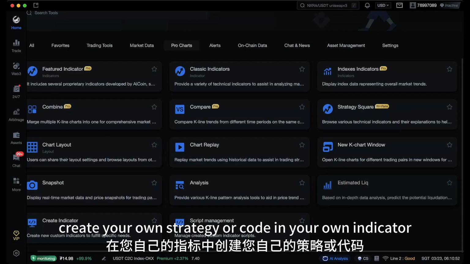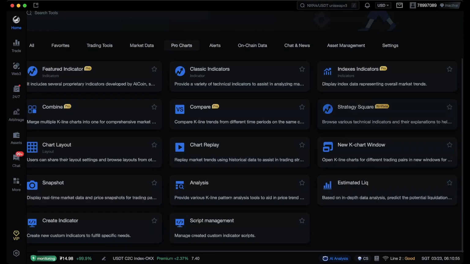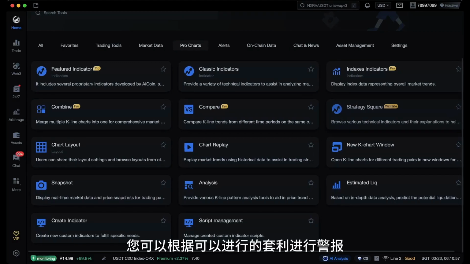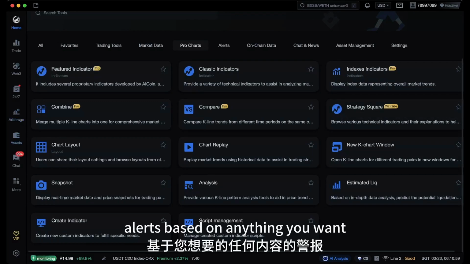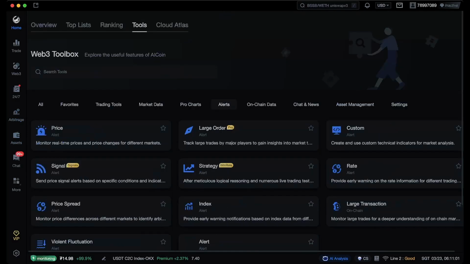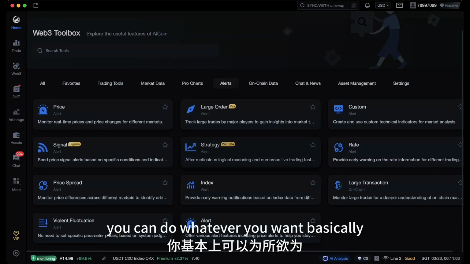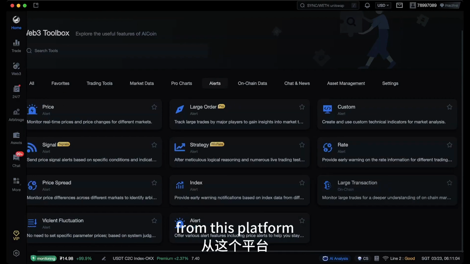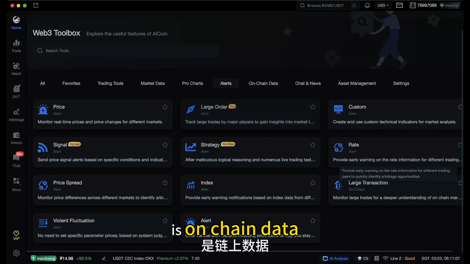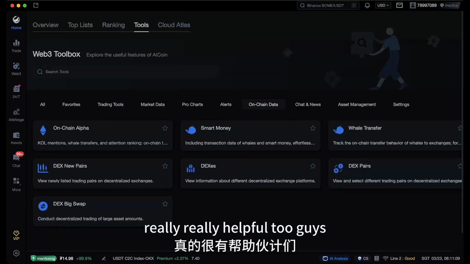Here's the estimated liquidation. You can click on that. Strategies. You can even create your own strategy or code in your own indicator in a lot of different ways. You can make alerts based on arbitrage. You can make alerts based on anything you want. Funding rates, you can make alerts. You can do whatever you want basically from this platform.